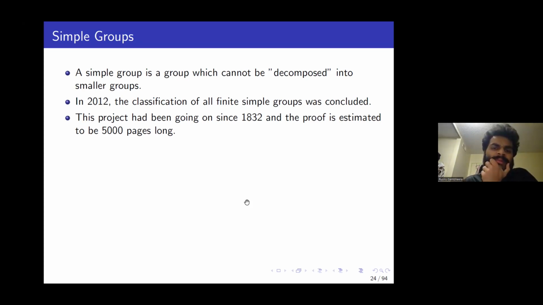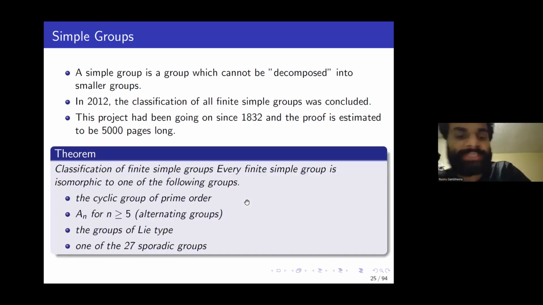I'll mention the theorem. I'll describe it as much as possible. So this is the theorem. This is the classification of finite simple groups. Every finite simple group is isomorphic to, which means it's the same as, one of the following groups. There are four families of groups. The first one is the cyclic group of prime order. That means the group of rotational symmetries of a polygon that has a prime number of vertices. It's a cyclic group. You rotate it a prime number of times.